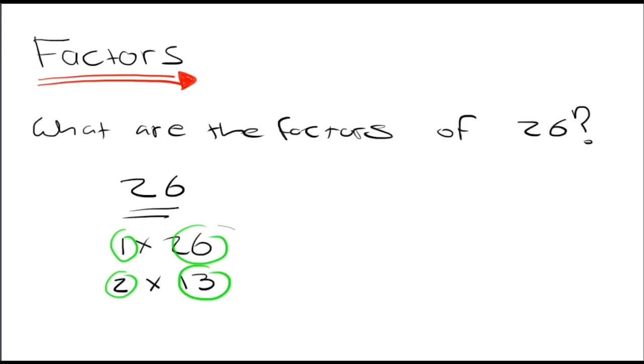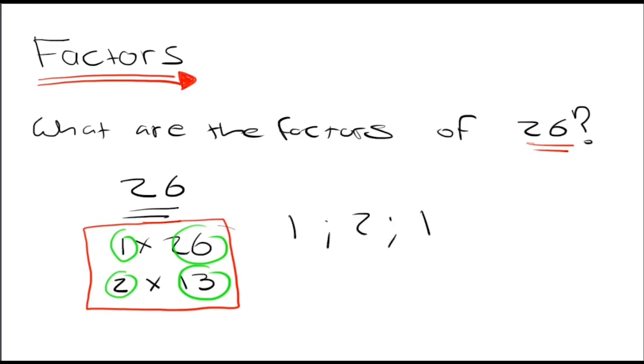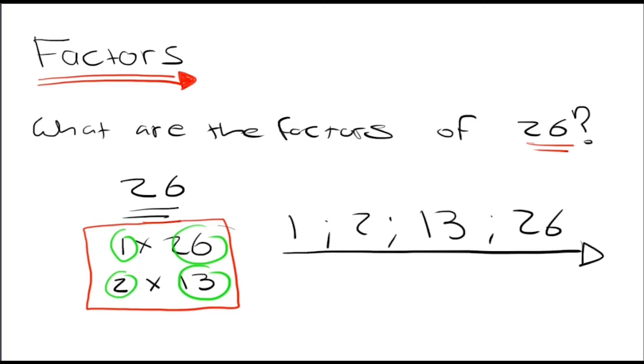These are the only factors for the number 26, and so you have officially answered the question. They were wondering, what are the factors of 26? You would say the factors of 26 are 1, 2, 13, and 26 itself. Those are the only numbers that can divide into 26 without there being a remainder.